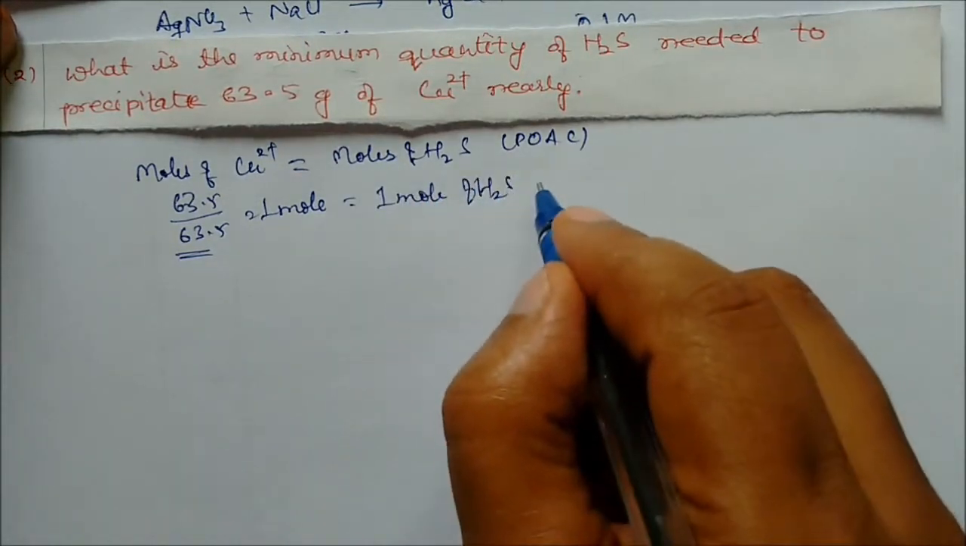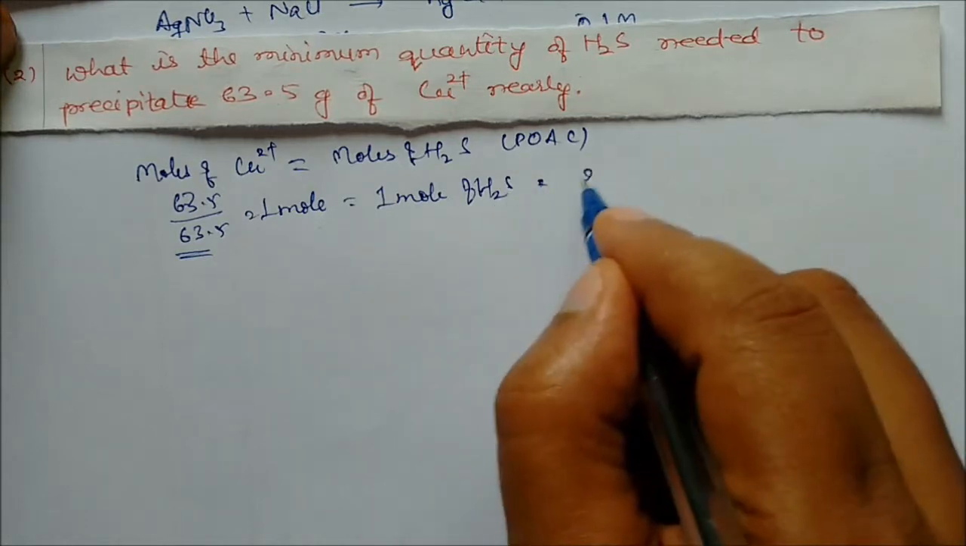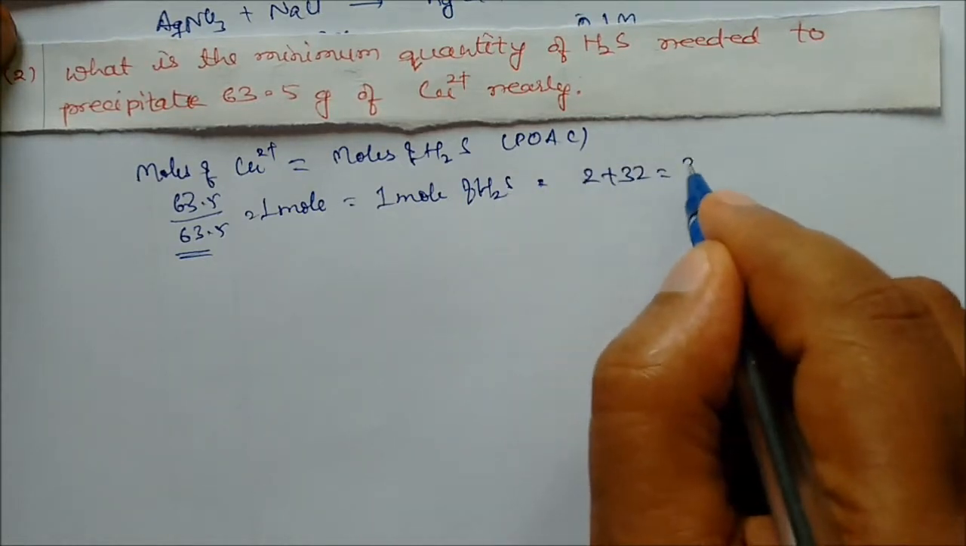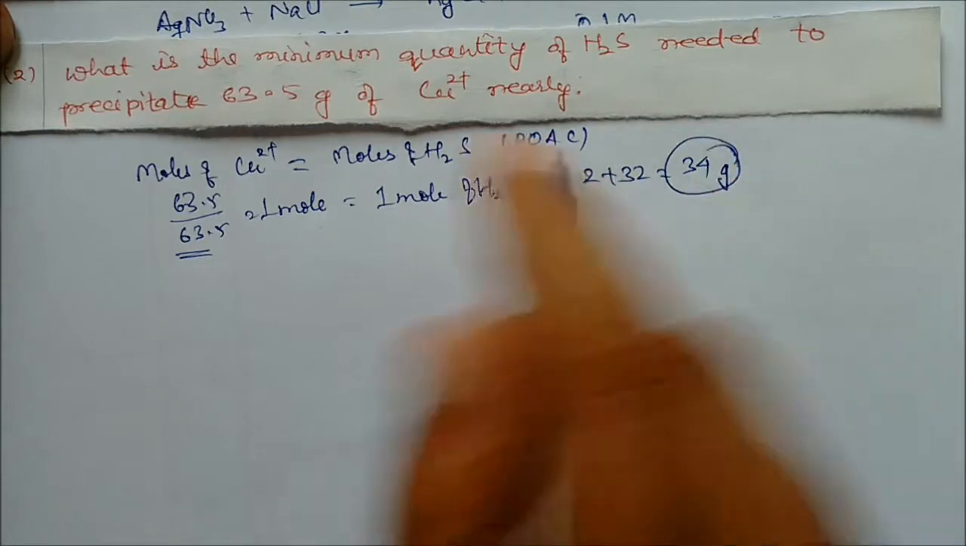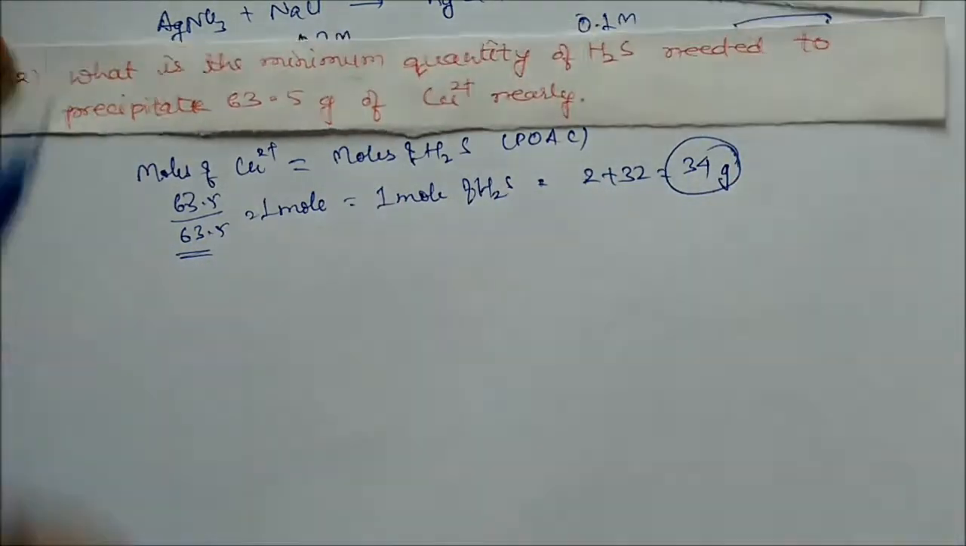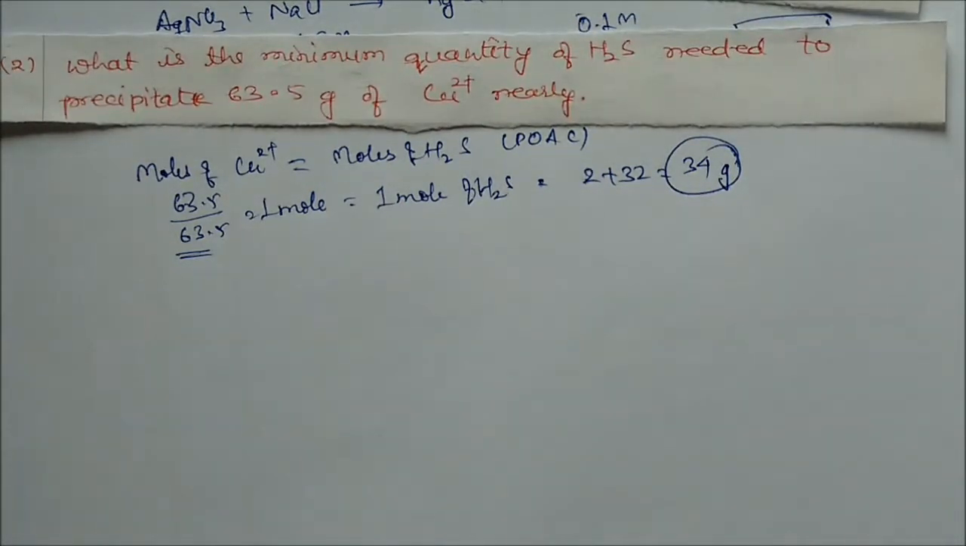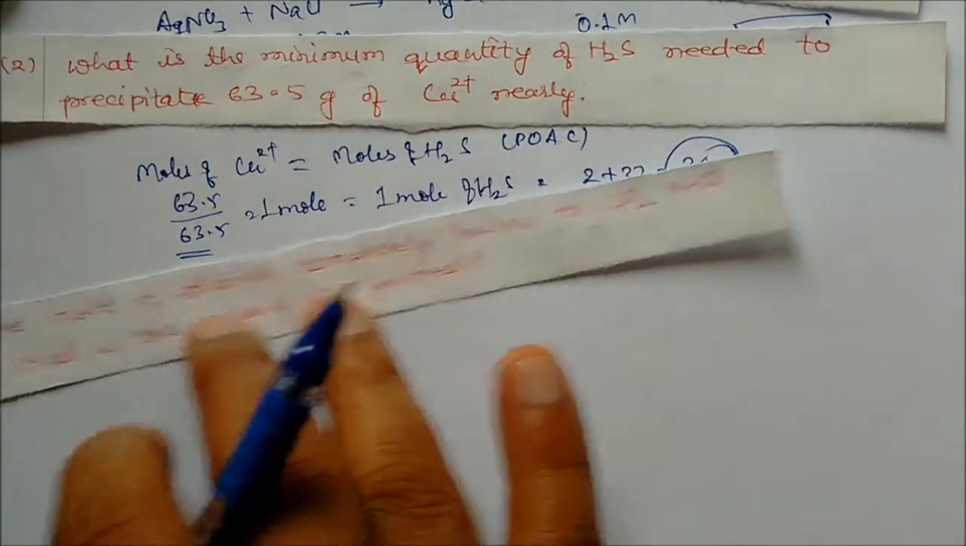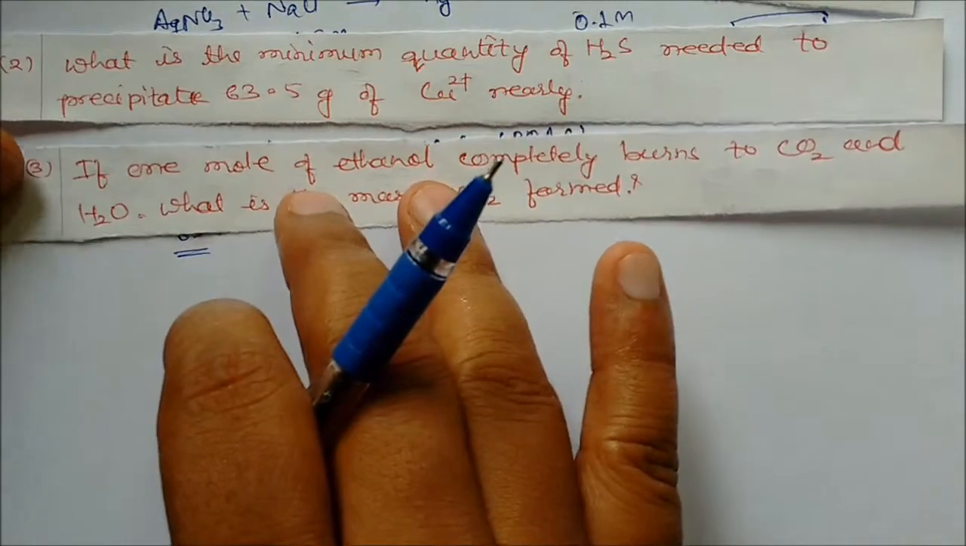So 1 mole of H2S will be how much gram? So hydrogen is 2 gram and sulfur is 32, so this will be your 34 gram. So this much gram of H2S is required to precipitate all the cupric ion.